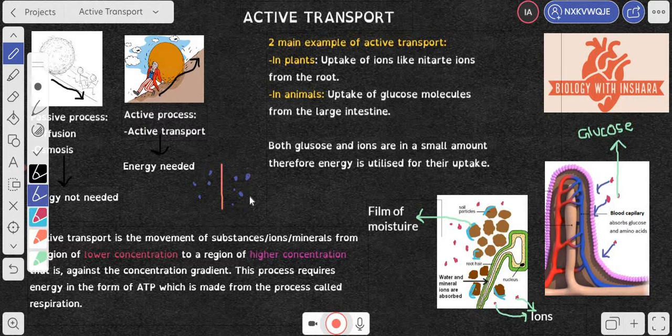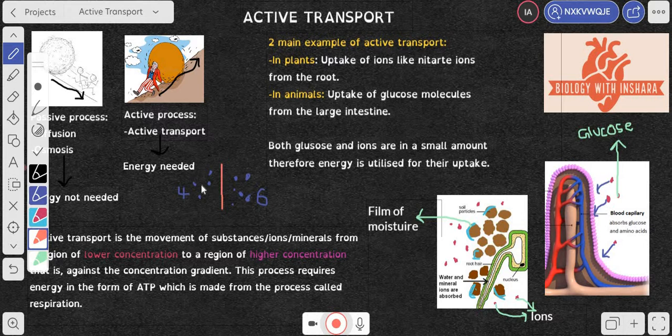Okay, so let's count how many I have made on each side. For outside of the cell, we have 1, 2, 3, 4. 4 glucose molecules here, and inside the cell we have 1, 2, 3, 4, 5, 6. We have 6. Now, as stated in the definition, active transport is basically the movement of minerals or ions from a region of lower concentration to a region of higher concentration. This whole region is a region of lower concentration, and this region here is the region of higher concentration, because there are fewer glucose molecules here, thereby having a lower concentration, and this area has more glucose molecules, therefore having a higher concentration.